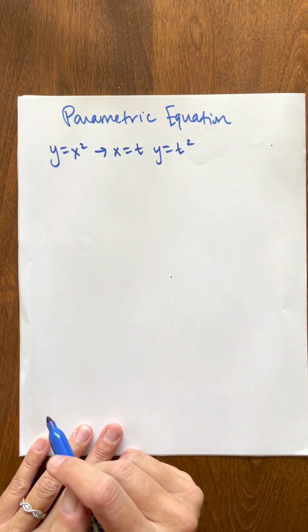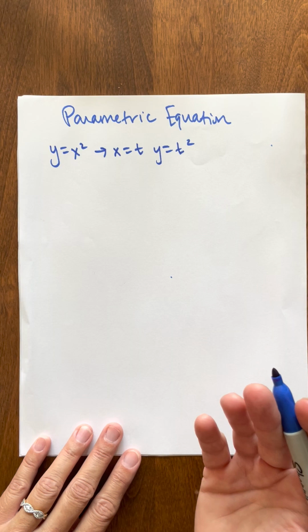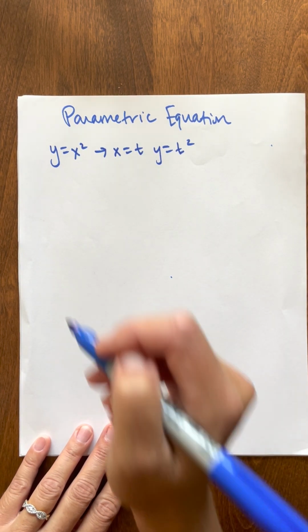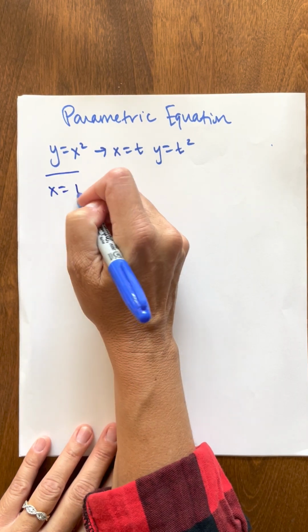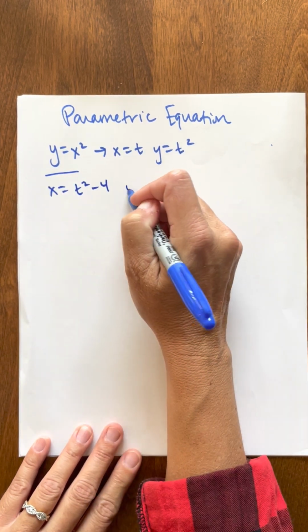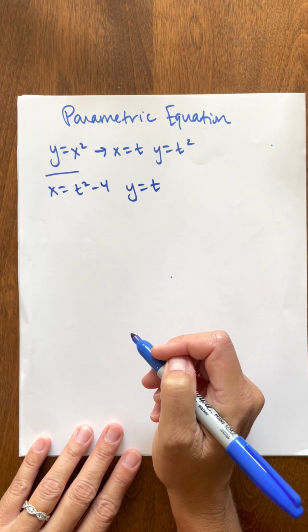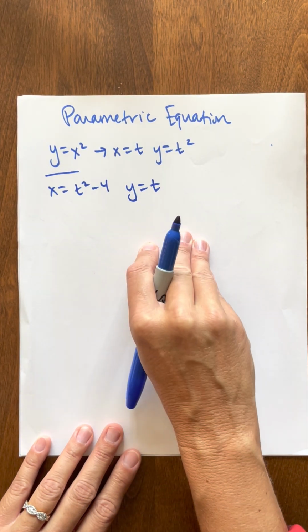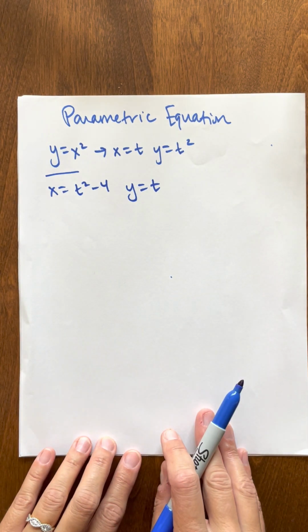And it also allows us to make functions out of things that were not functions before, like circles, ellipses, hyperbolas. Something like, let's say x equals t squared minus 4 and y equals t. So now as t gets bigger, y gets bigger, and your x values will travel along this parabola that's actually tilted sideways.